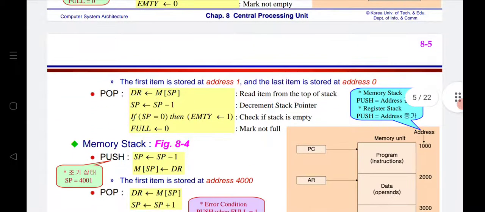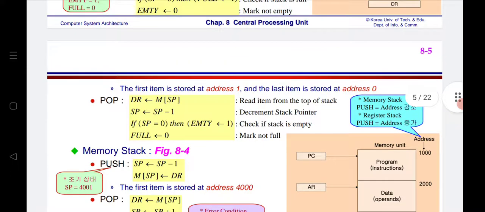Now what happens in the pop? In the pop, I will be reading the data from the stack memory, and it will be moved into the data register. Once the data is moved into the data register, your stack pointer value will be decremented by 1, and we check whether the stack pointer is equal to 0 or not. If the stack pointer is equal to 0, then empty will be loaded with 1, and full is equal to 0, which marks that your stack memory is not full. So this is the operation of push and pop using the register stack memory.